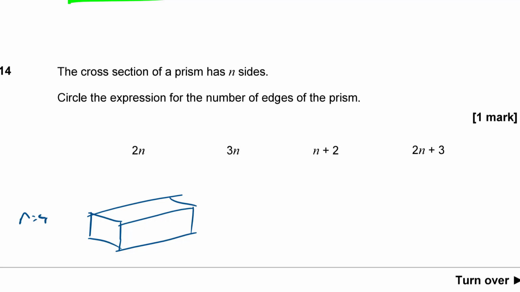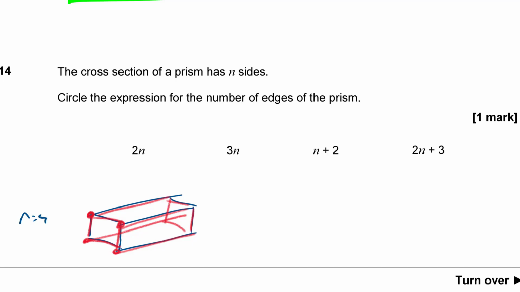I'd have my n edges, my 4 edges around here, and then I'd have an edge for each of those lines heading that way for each of my 4 corners. Plus I'd have another 4 edges down at that end. Okay, so I get 4 plus 4 plus 4, 3 lots of 4.